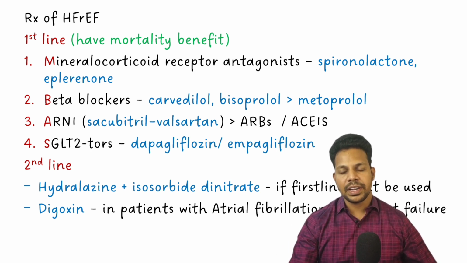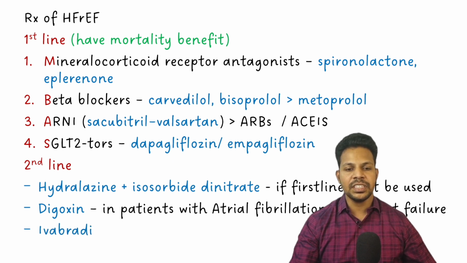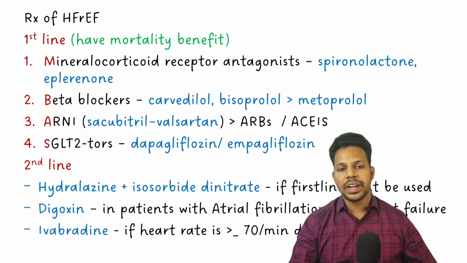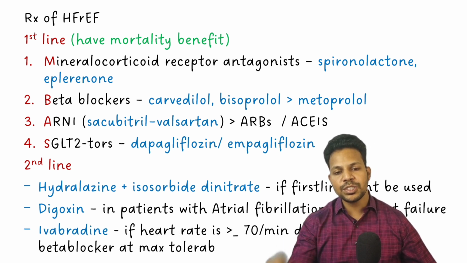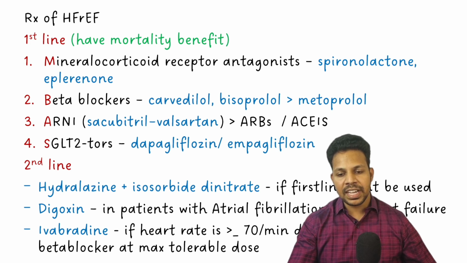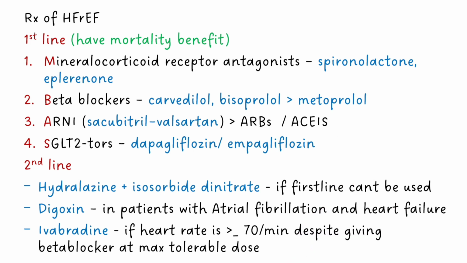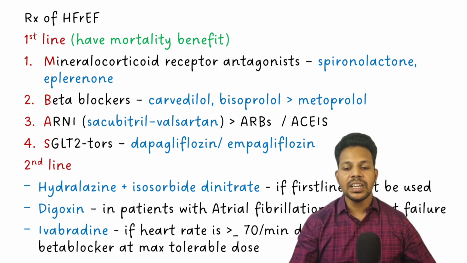And lastly, ivabradine. Ivabradine has a very specific indication. So when can you use ivabradine? You can only use ivabradine in those patients where the heart rate is more than 70 despite using the maximum tolerable dose of beta blocker. Okay, despite using the maximum tolerable dose of beta blocker, if the heart rate is still more than 70, only then can you use the ivabradine.